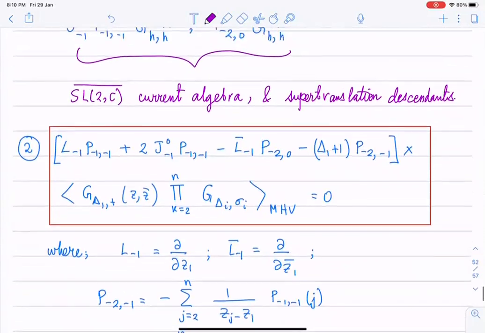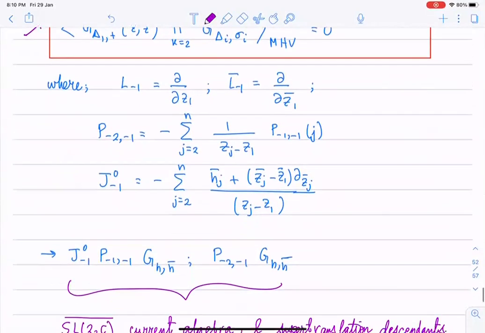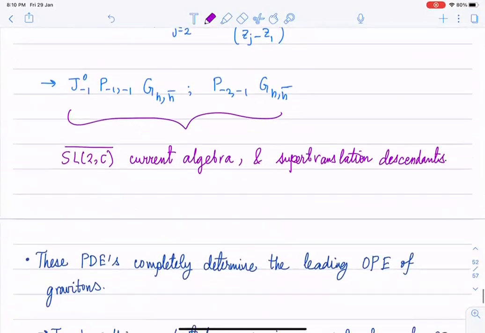In the case of gravity, we also find another partial differential equation, which turns out to be very important, and which also follows from the decoupling of a particular null state. And that takes some form like this.